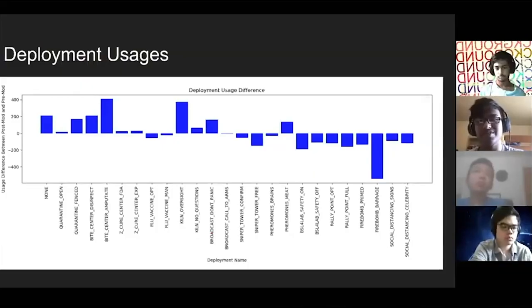We were proven to be correct, as the usage of firebomb barrages had greatly decreased, while the usage of things such as the kiln oversight and the bite center amputate have increased, with the kiln oversight making sure that dead don't become zombies, and the bite center amputate lowering the chance of zombie bitten becoming zombies.